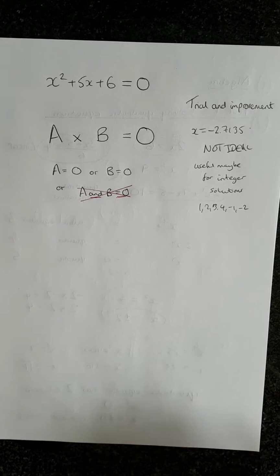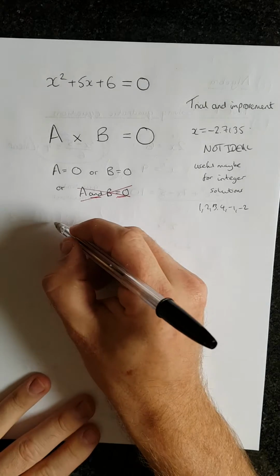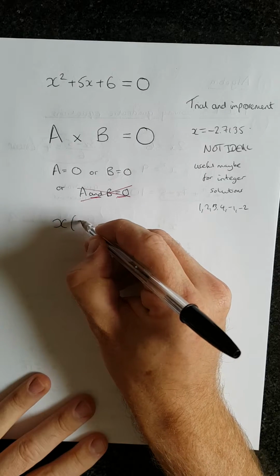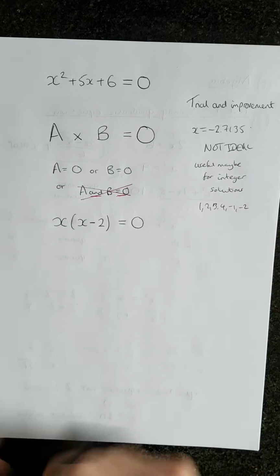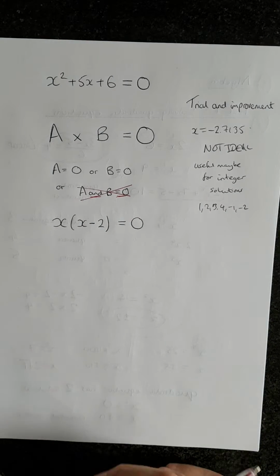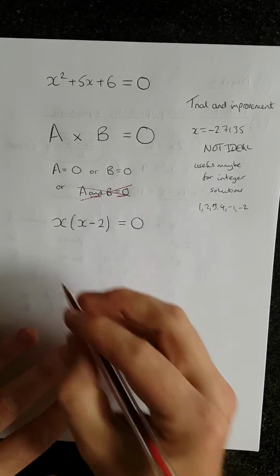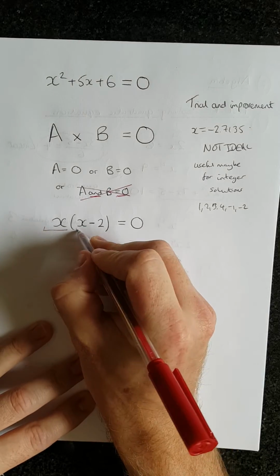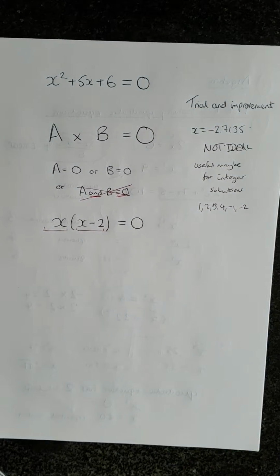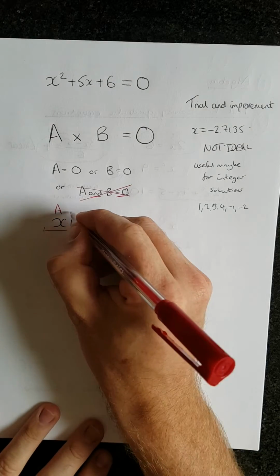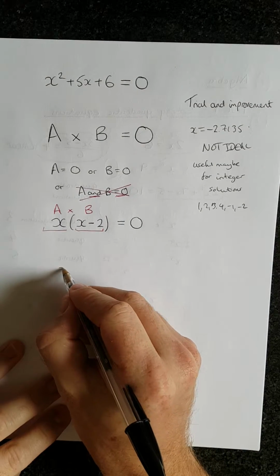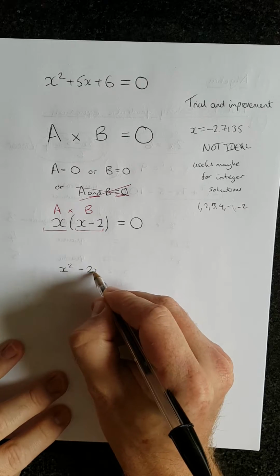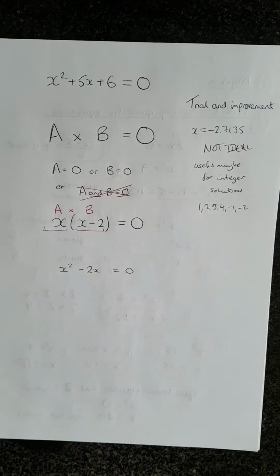Well, let me show you an example. If I had x multiplied by x minus 2, I've got two expressions. A simple one, just x, and then another one, x minus 2. This is A times by B. Now it could have been written as x squared minus 2x, but it wasn't.